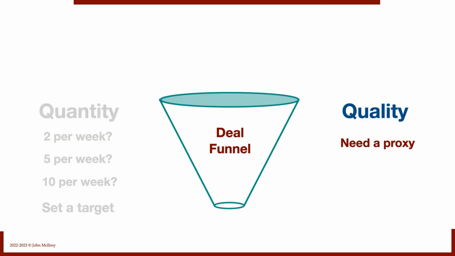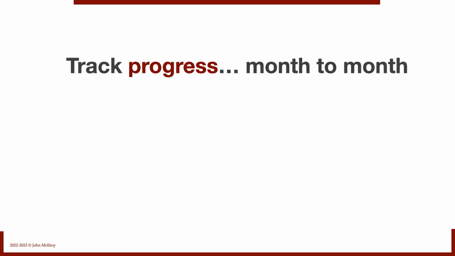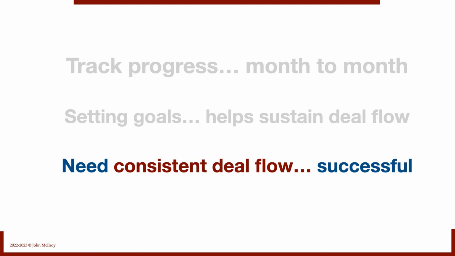Quality is also important. We need a proxy for that. Some people use deal screening. They'll look at the deal source and determine how many pass screening and set a target. If it's 1 out of 5, it means for every 5 deals that are sourced, only 1 of them pass the screening criteria. That seems a little low. We might go a little higher. 2 out of 5, 3 out of 5, 4 out of 5, totally up to you. It's about setting the target. It's not about what the target is. We want to track progress month to month, and setting goals helps us sustain deal flow. And we need consistent deal flow to be successful in business buying, no doubt about it.